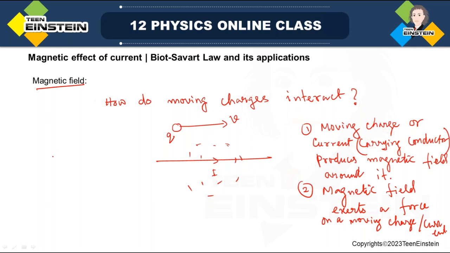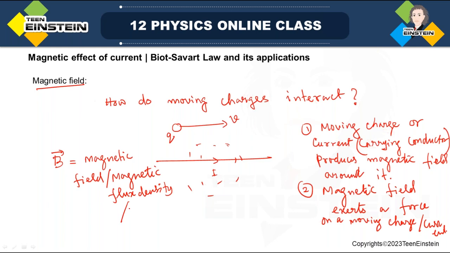Now magnetic field is generally denoted by this symbol, and it is also called magnetic induction, magnetic flux density. And it also has another name, that is magnetic induction.